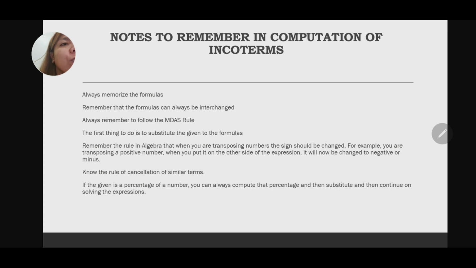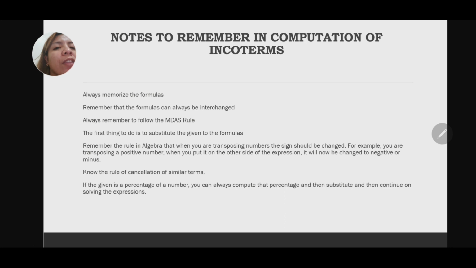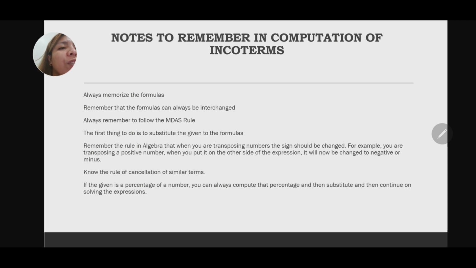So again, these are the notes to remember in the computation of our Incoterms. Number 1, always memorize the formulas. Remember that the formulas can always be interchanged. Always remember to follow the MDAS rule. And the first thing to do is to substitute the given to the formulas. We need to remember the rule in algebra that when you're transposing numbers, the sign should be changed. So for example, if you're transposing a positive number to the other side of the expression, it will now be changed to negative or minus.